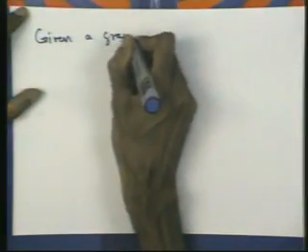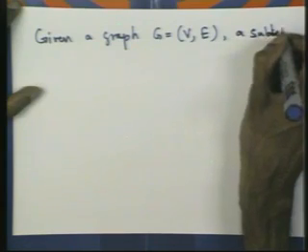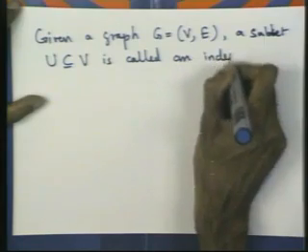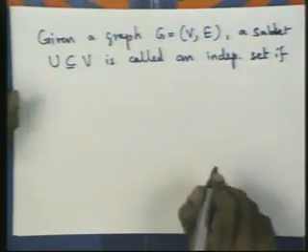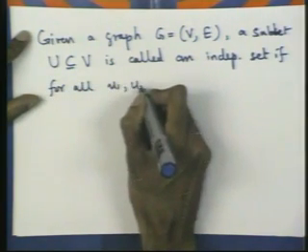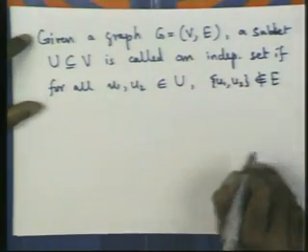Our next problem is called independent set. Let's define what an independent set is. Given a graph G, where V is the vertex set and E is the edge set, a subset U of V is called an independent set if there are no edges between any pair of vertices in U. That is, for all u1, u2 belonging to U, (u1, u2) is not an edge. If I take any two of them, there should not be an edge between them. For clique you wanted an edge between every pair. Here you do not want an edge between any pair.